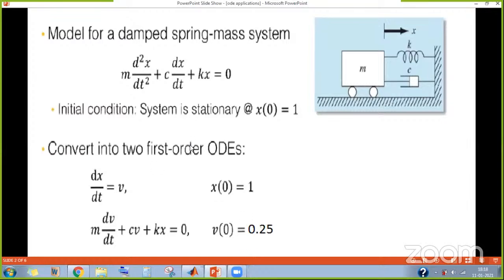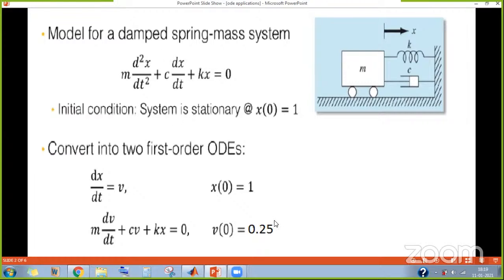Okay, thank you. So how to solve this is that in MATLAB, we have to convert this second order ODE into two first order ODEs. So what we can do is take dx/dt equals v, like here we have done. And because we have the initial condition that the displacement at time 0 equals 1, we have one of the first order equations, that is dx/dt equals v, and the initial condition is x of 0 equals 1.